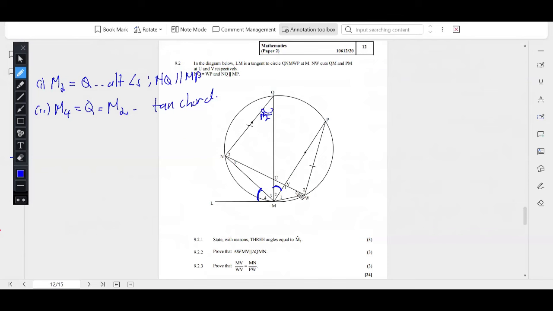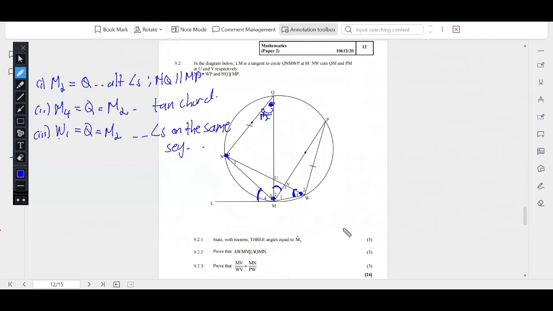And then what else again? We can also prove that our W1, now look at W1. If we check here, where is our Q? So this is our Q. It is being subtended by chord NM. So chord NM subtends an angle here at Q, but the same chord NM subtends an angle at W1, right? So we can say that W1 is equal to Q, which we did prove is equal to M2. The reason why W1 is equal to Q is because angles on the same segment. Right. So just like that, we have proven three angles that are equal to M2.